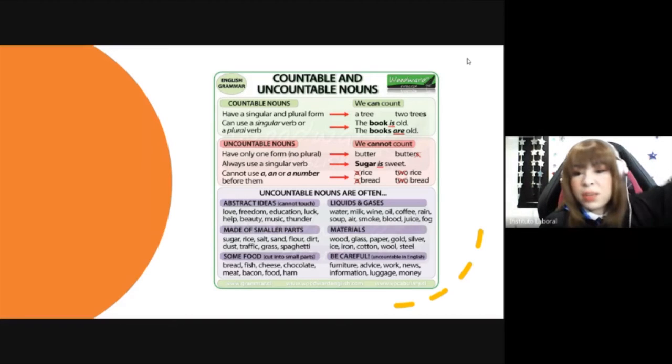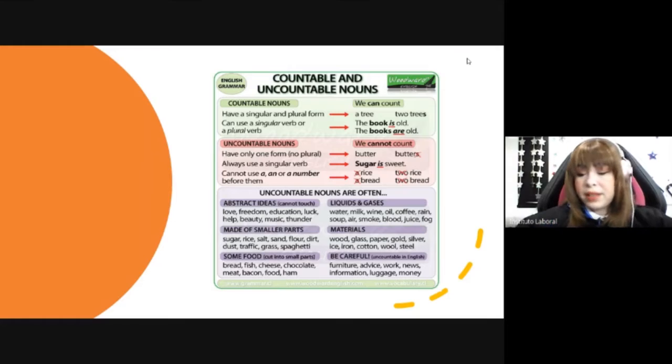Paper is uncountable. Gold, silver, that's a metal. Ice, iron, cotton, wood, steel. Those are materials, but they are uncountable. Some food are also uncountable nouns. So we have, for example, bread.